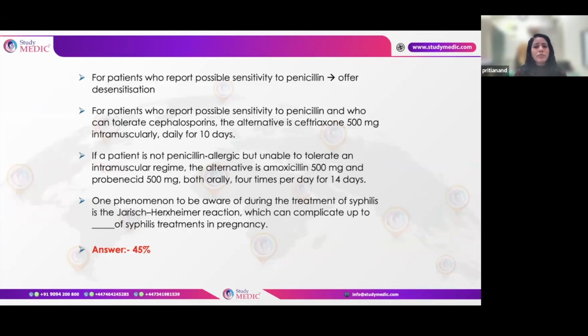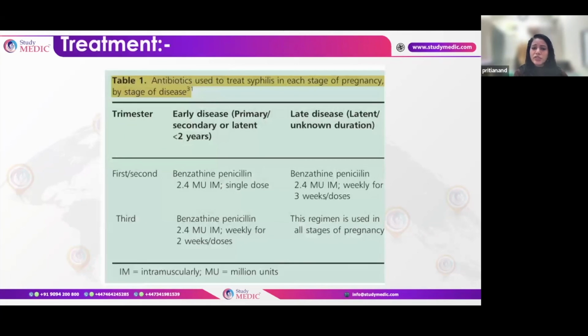There may be a question in the exam, because we know that syphilis is treated with benzathine penicillin, but if the patient is sensitive to penicillin but able to tolerate cephalosporins, then ceftriaxone can be given. If the patient is not allergic to penicillin but does not require any intramuscular injections, then amoxicillin with probenecid can be given for 14 days. These questions may be asked in your exam, that if the patient is penicillin sensitive and options are given for what else you can give, then ceftriaxone is one of the options, because it's not necessary that every time the patient is penicillin sensitive, cephalosporins also are a problem. And definitely they'll mention everything in detail in the question.